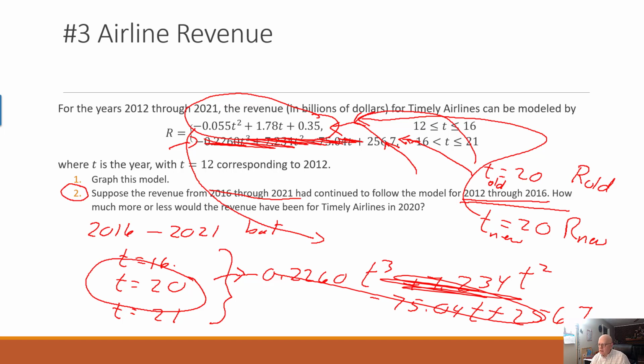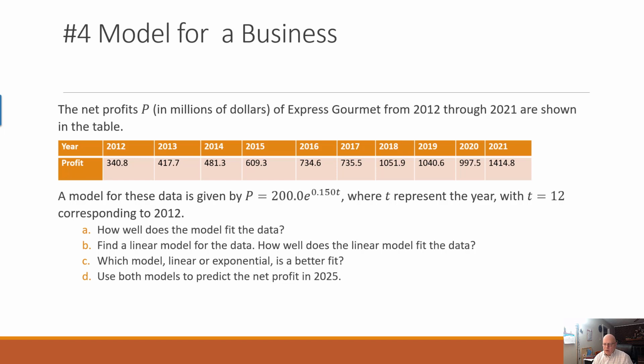All right, we're doing pretty well so far. Let's see how we can do with number 4. Remember, these are just tips, so let's see how I can help you on this one. So net profits, P, in millions of dollars, and I made up this one, Express Gourmet, 2012 to 2021. And here's what you've got.